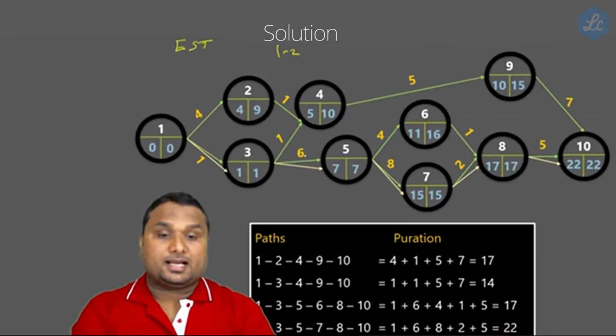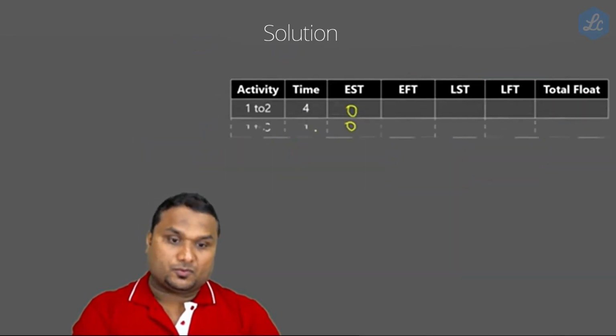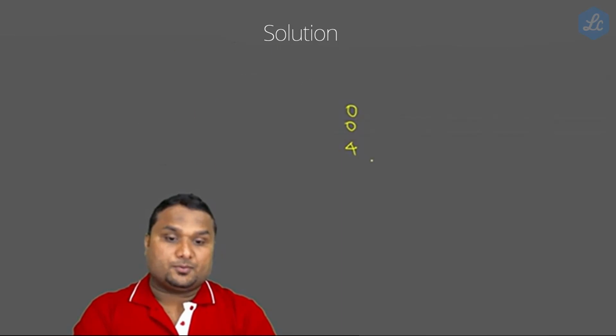Now, what is the starting point of 2 to 4? The starting point of 2 to 4 is 4. Now, what is the starting point of 3 to 4?